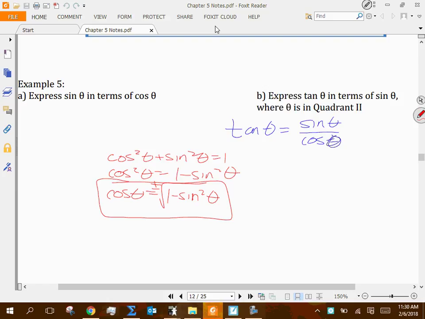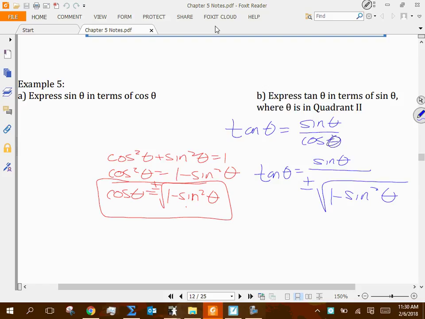So instead of seeing this cosine here, can I rewrite that cosine as plus or minus the square root of 1 minus sine squared theta? So I'm going to rewrite this tangent theta as sine theta divided by plus or minus the square root of 1 minus sine squared theta. We'll talk about the plus or minus in a minute. Now, have I expressed tangent in terms of sine, the only ratio that you see here?